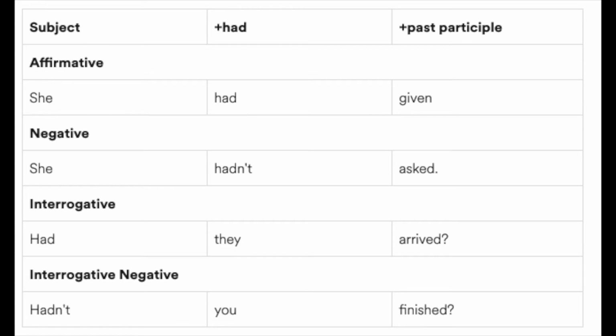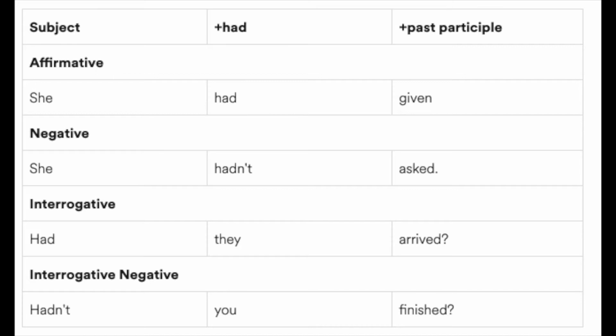Let's look at how we can form the past perfect tense. There are three forms: statement, question, and negative statement. To form the past perfect tense, we need a subject, the word had, and a past participle. So for example, she had given. Now this is not a complete sentence, so there's no punctuation mark here. A negative statement would be she hadn't asked.